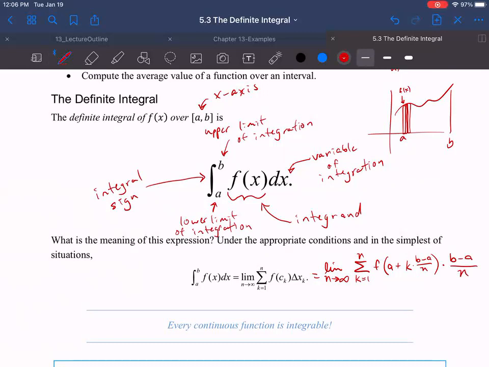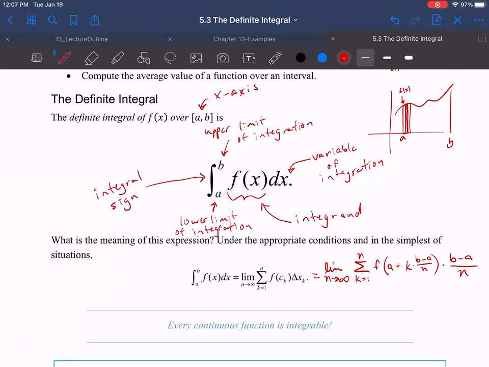A is where we're starting. So if we're starting at -3, we're going to go from -3. K is going to start off at 1, and we're going to go to the right from -3 one tiny amount, take the value at that point, and then multiply it by that width. Okay, we all see that?